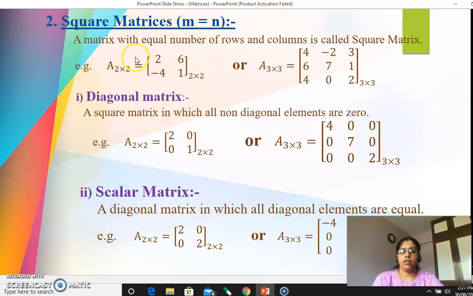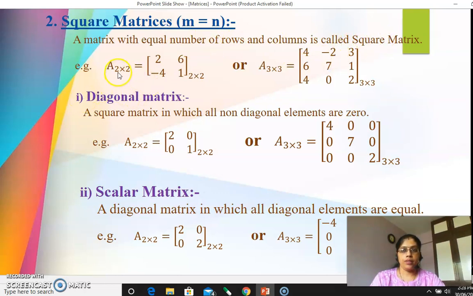The second type of matrix, the first was the rectangular matrix, is now the square matrix. What is meant by a square matrix? The number of rows and columns are equal, M is equal to N. So if the number of rows and columns are equal, the matrix is called a square matrix. A matrix with an equal number of rows and columns is called a square matrix.